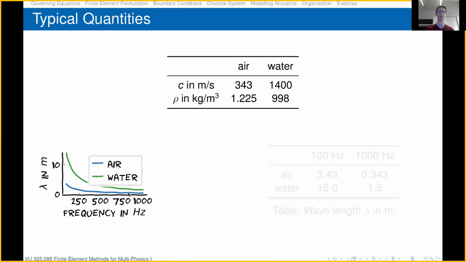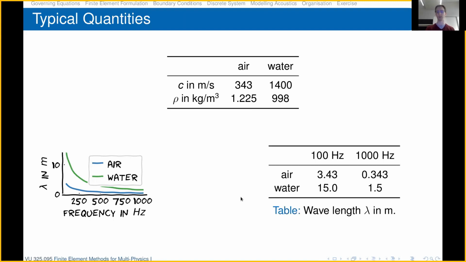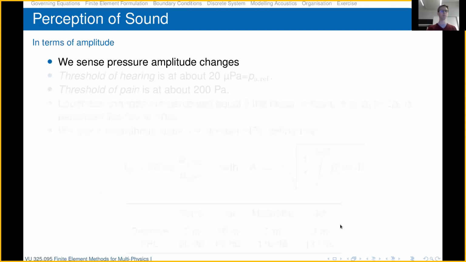So for higher frequencies, the waves get shorter. For smaller frequencies, we have longer waves. Here there are typical lengths. In air, which is the typical acoustic medium, at 100 Hertz we have about 3 meters wavelength. And at a kilohertz, we only have 30 centimeters wavelength. This will be important later when we actually want to resolve the wave, since our mesh has to resolve the wavelength. But let's first look at the perception of sound.